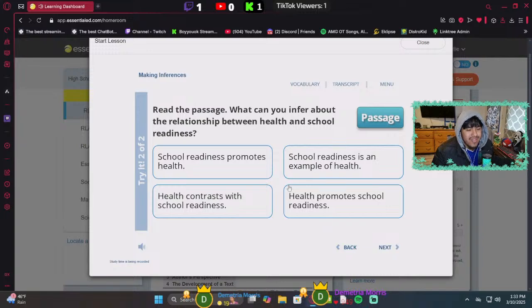Health and school readiness promotes. 911, what's your emergency? My name is Billie Jean. Here's an example of health. School readiness promotes health. School health contacts with school readiness. School readiness exam. Contracts. School readiness.